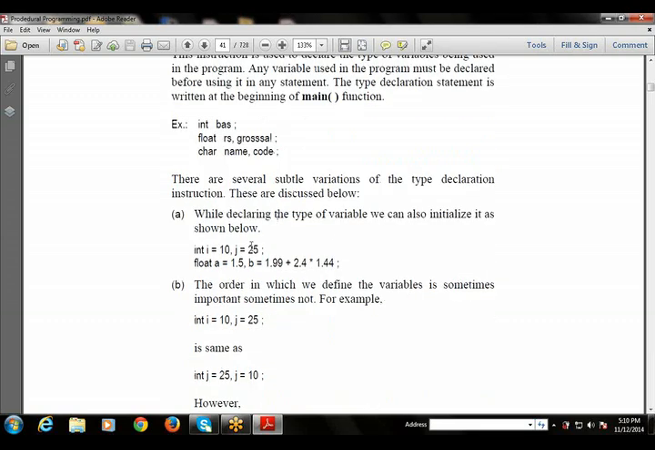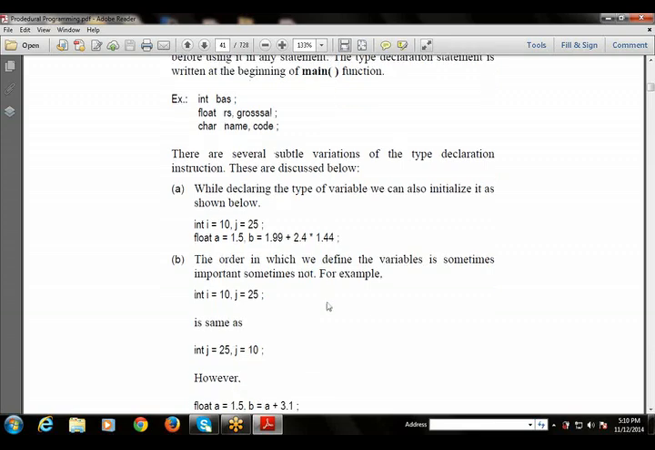While declaring this type of variable, we can also initialize it as shown below. That is, we can also use the initialization part, that is, assign the value of 10 to i, 25 to j. In the same way, float a equals 1.5, b equals 1.99 plus 2.4 into 1.44. These are the few points that are used whenever we use the type declaration.